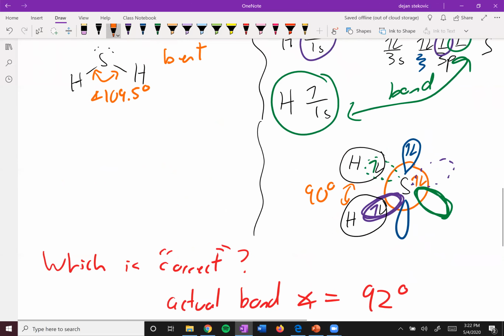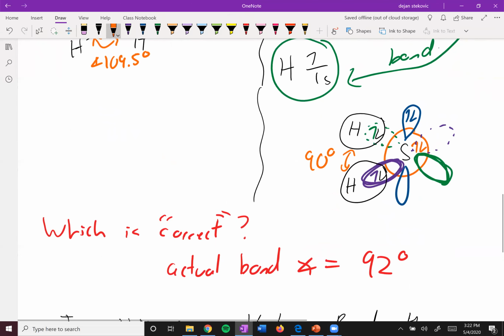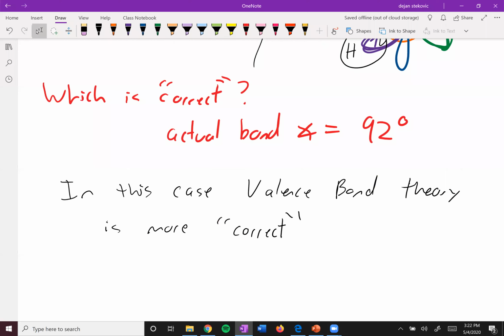Although valence bond theory is more correct than Lewis-VSEPR in this case, oftentimes Lewis is better. And we'll see an example of that coming up.